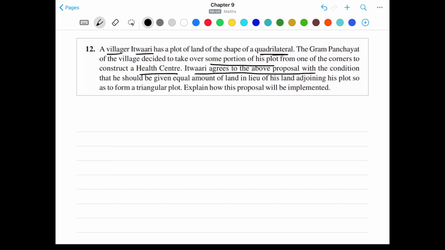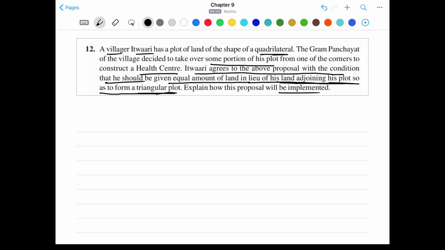Itwari agrees to the above proposal with the condition that he should be given an equal amount of land in lieu of his land adjoining his plot, so as to form a triangular plot. Initially the shape of the land of the villager is a quadrilateral. A portion is taken to construct a health center, and in return he will get land adjoining his plot, so that the new shape of his plot will become triangular. Explain how this proposal will be implemented.